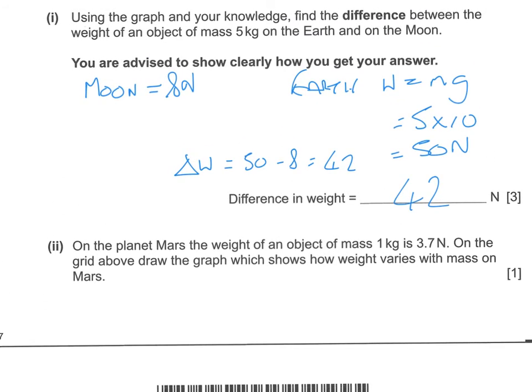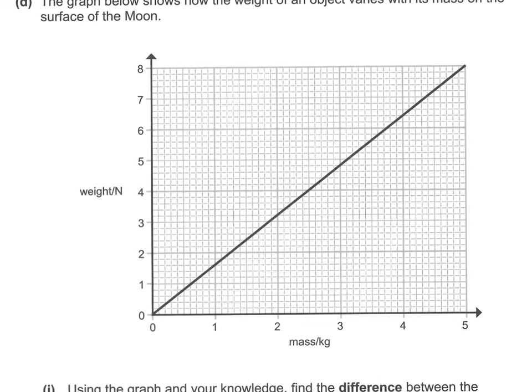So part 2, on the planet Mars, an object that's 1 kilogram is 3.7 newtons. Draw the graph that corresponds to that. Okay, so we need to go to 1 kilogram and find 3.7 newtons, which is going to be about there. And then we need a straight line with a ruler that's going through that point. And it must also go through 0, 0. Obviously on the iPad it's hard for me to do it accurately, but you can take much more time and do it very accurately.